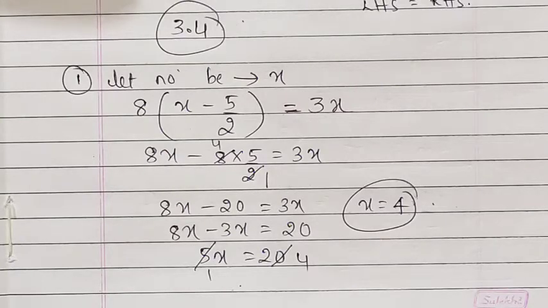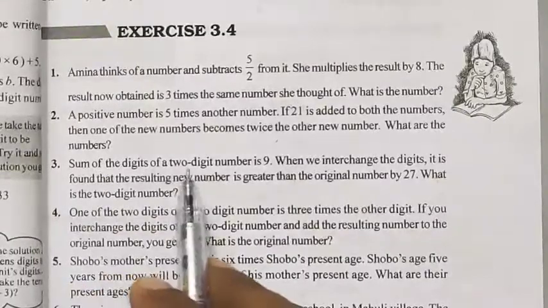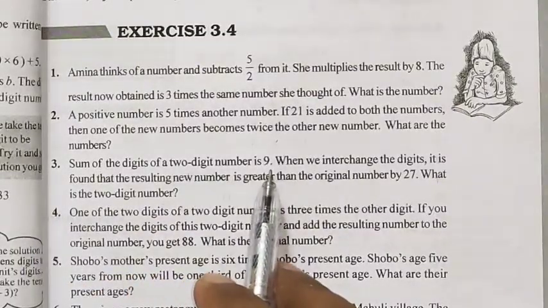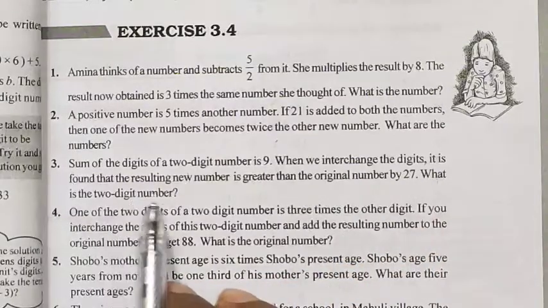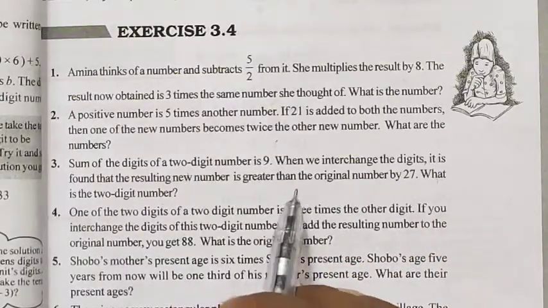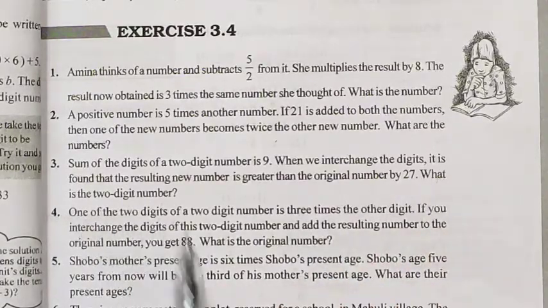It is your answer. Next, sub question number 3. The sum of the digits of a 2-digit number is 9. When we interchange the digits, it is found that the resulting new number is greater than the original number by 27. What is the 2-digit number?